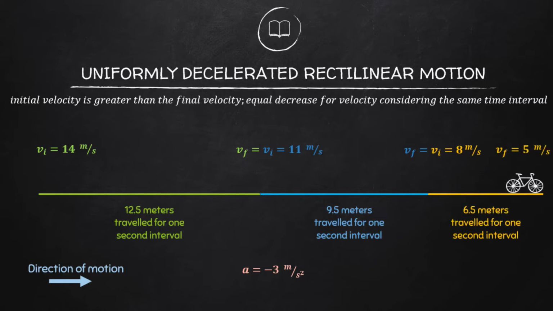So basically, uniformly accelerated or decelerated rectilinear motion considers the same concept. It is equal increase or decrease of velocity considering the same time interval. The value of the acceleration dictates whether it is accelerating or decelerating. Accelerating means increase for velocity, while deceleration means decrease for velocity.